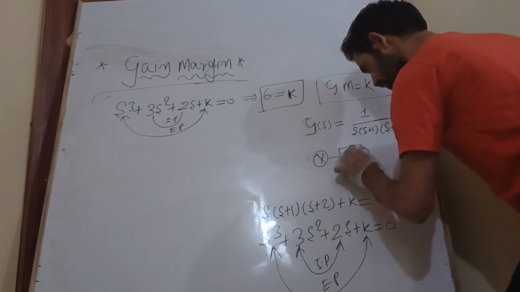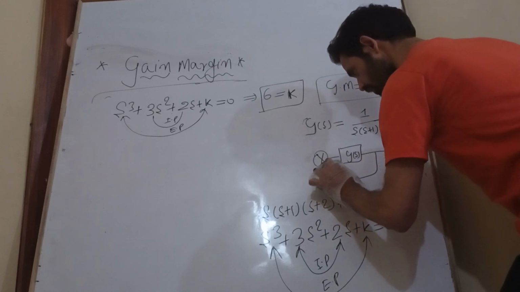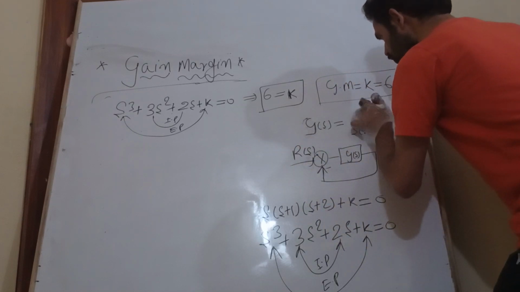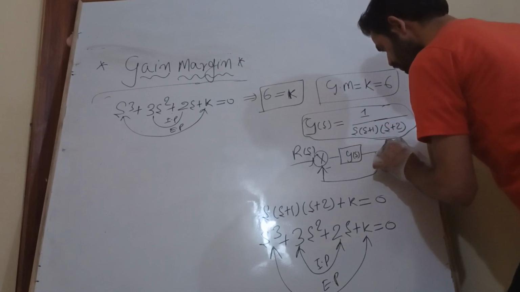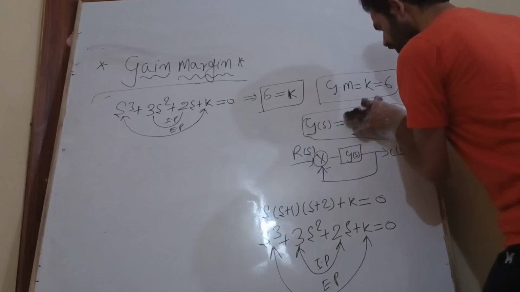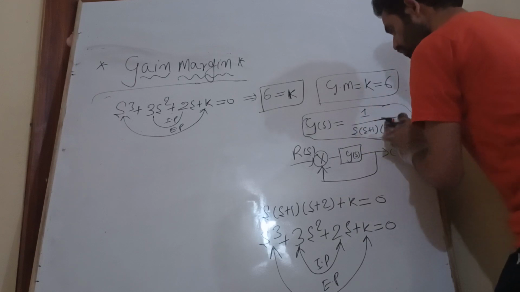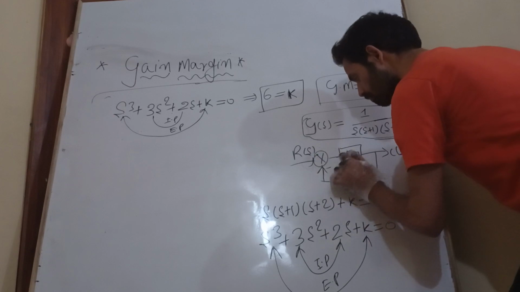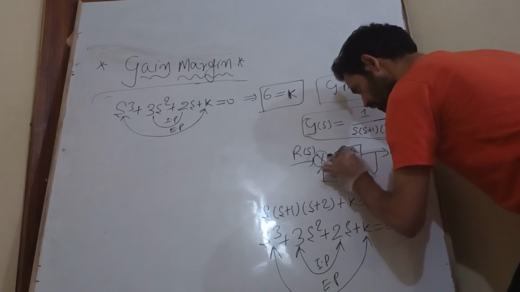G(s) into H(s), with negative feedback, and this is R(s). This is my open loop system and this is my closed loop system. If I multiply this open loop transfer function with 6, then this closed loop system will become marginally stable. So here I am just multiplying it with 6.